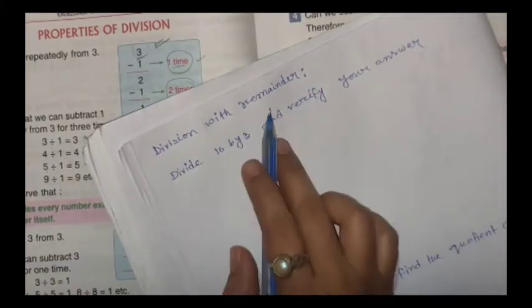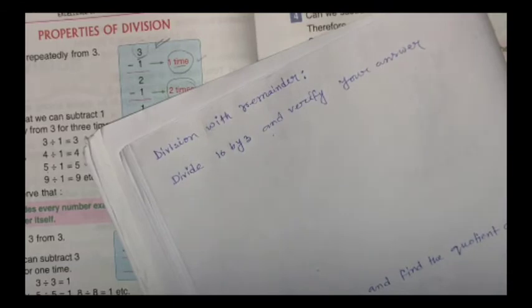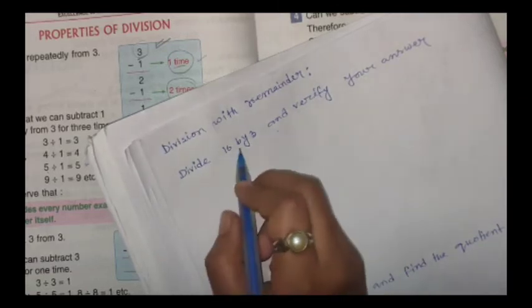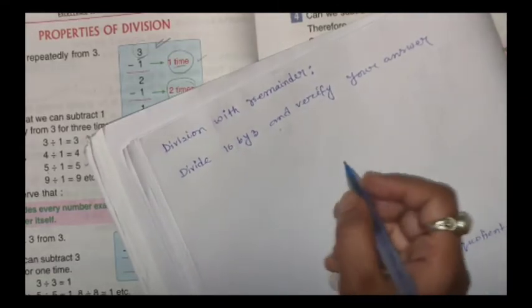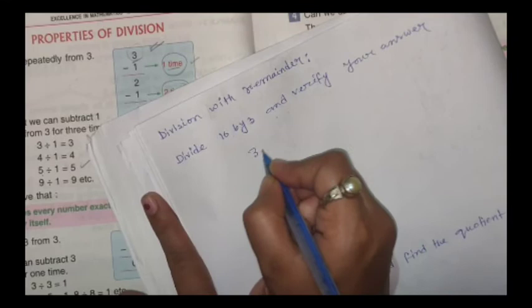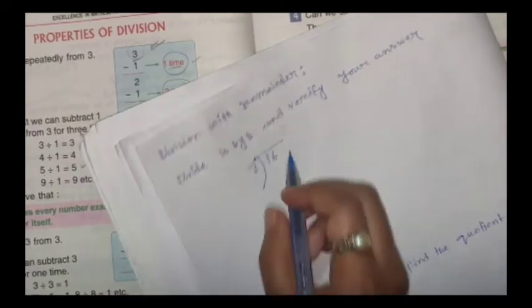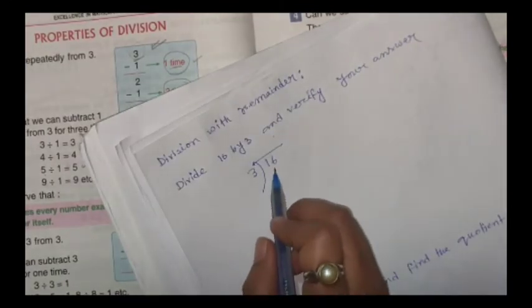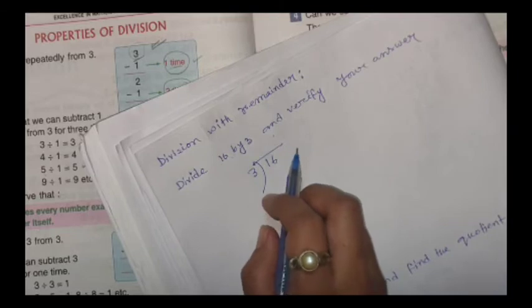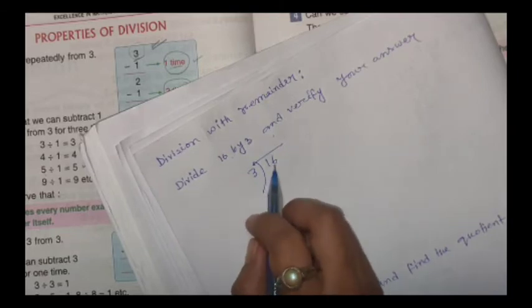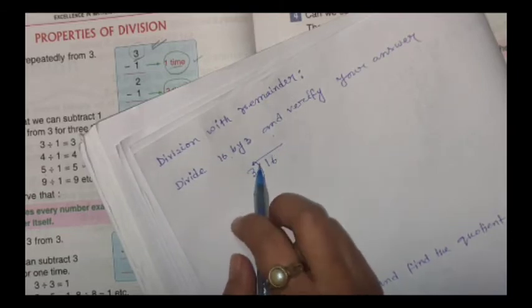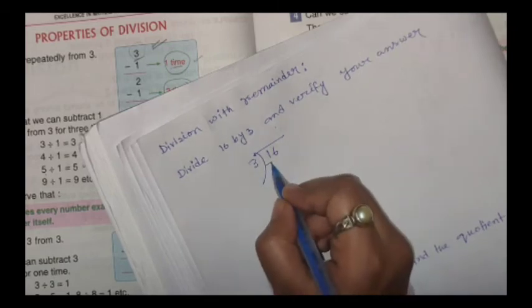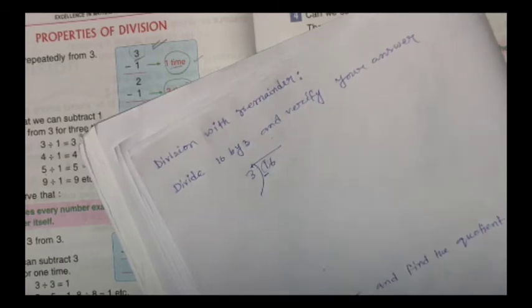next, division with remainder. So how can you do the division when there will be a remainder? Divide 16 by 3 and verify your answer. First of all you have to arrange the numbers this way. This is a 2-digit number. So do you start division from the right or left? From the left place.